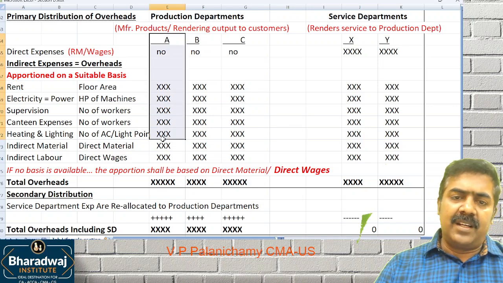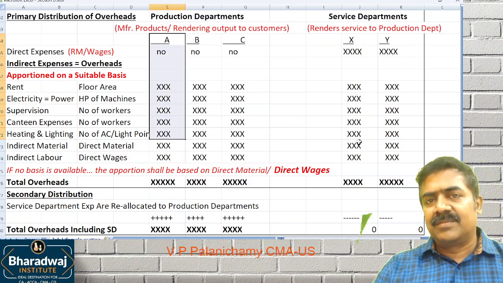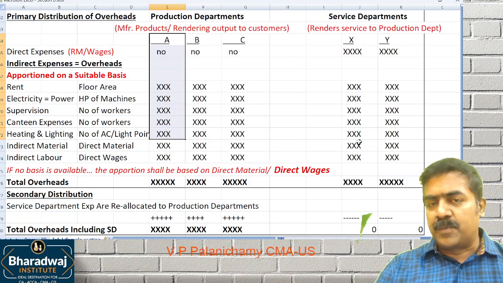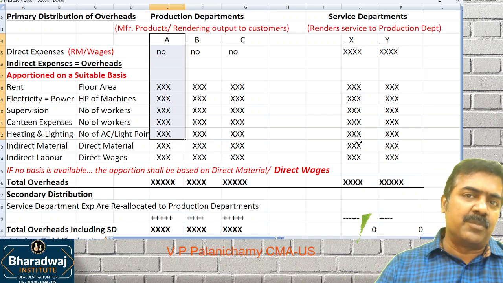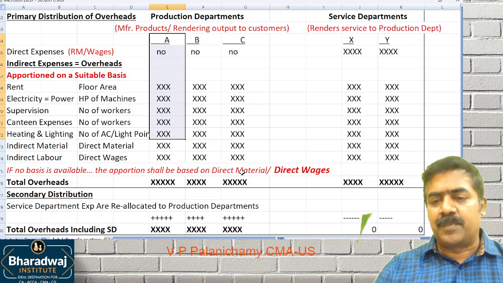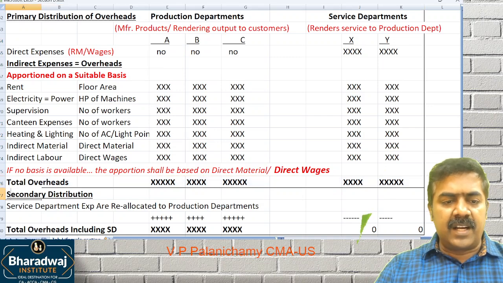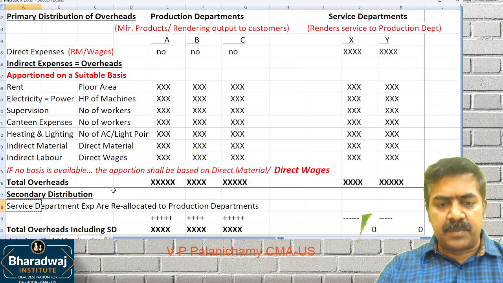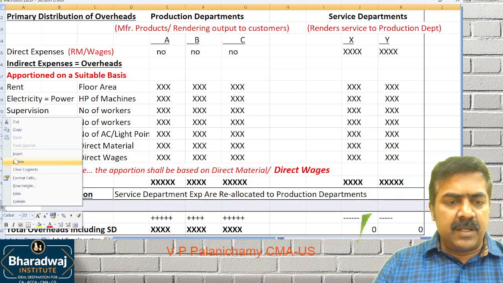For example, in department A, B, C or X or Y, you spend more in wages. Why? Because there is more production. And with more production, there are more wages. So according to that, expenses can be apportioned. Then you get total overheads. What is the secondary distribution? Service department expenses are reallocated to the production department.